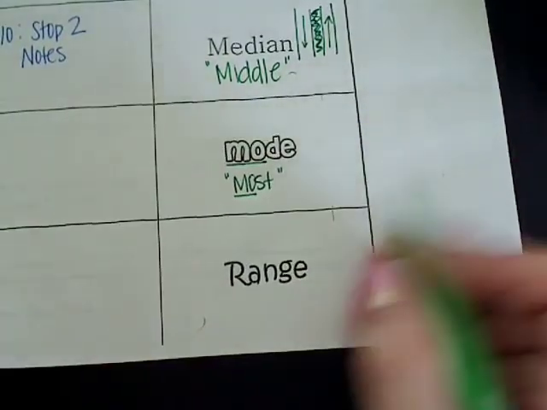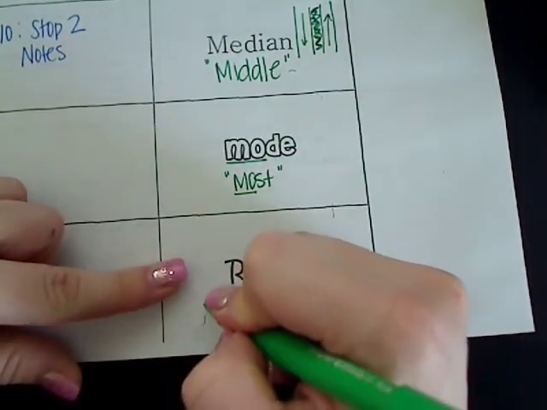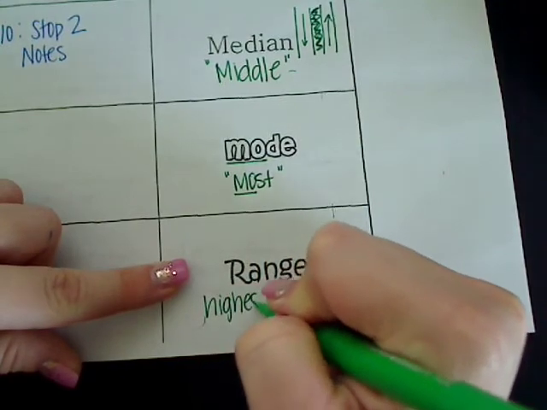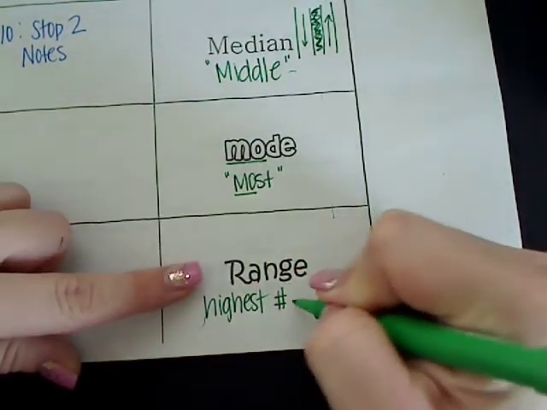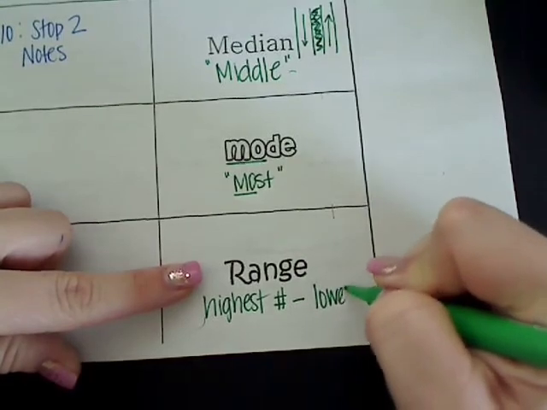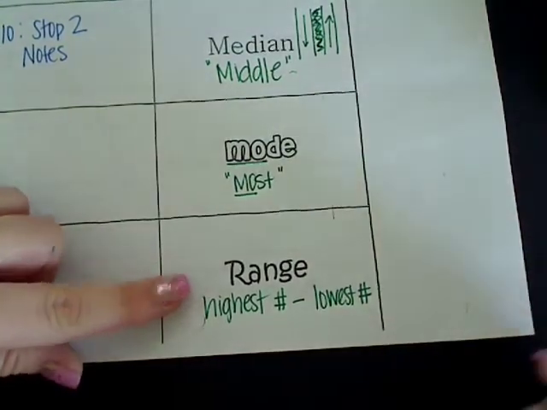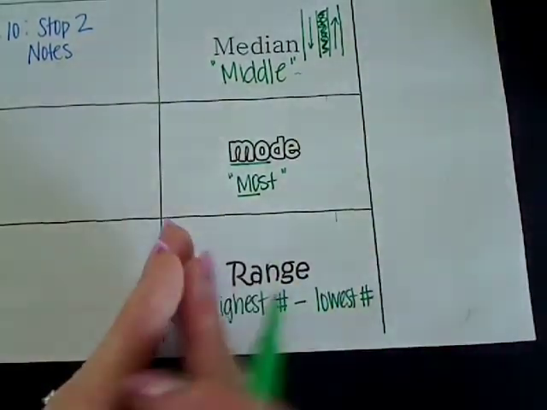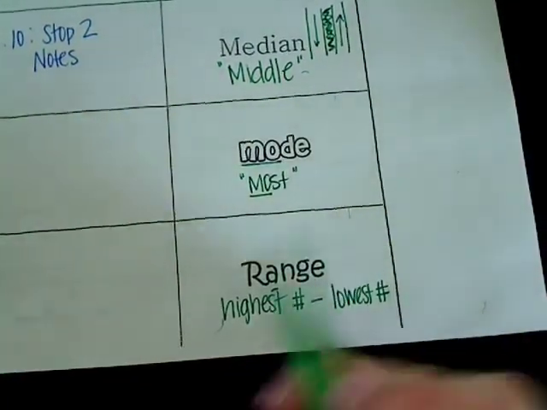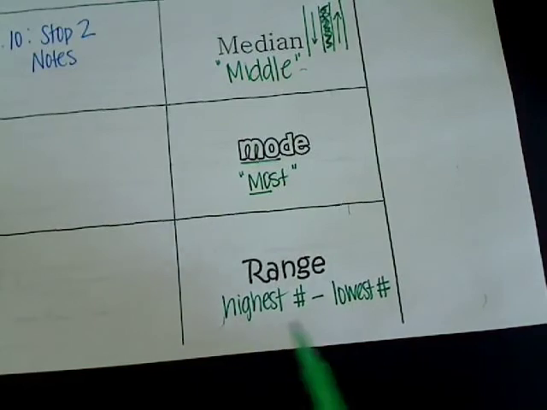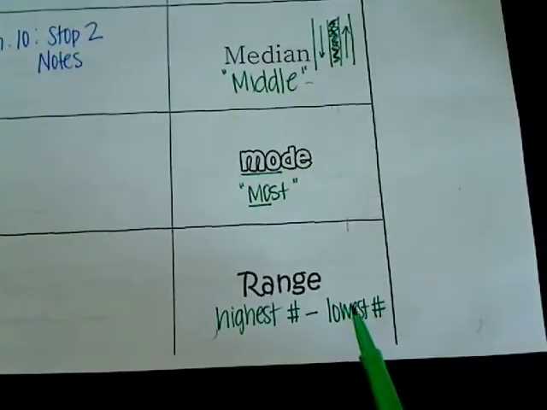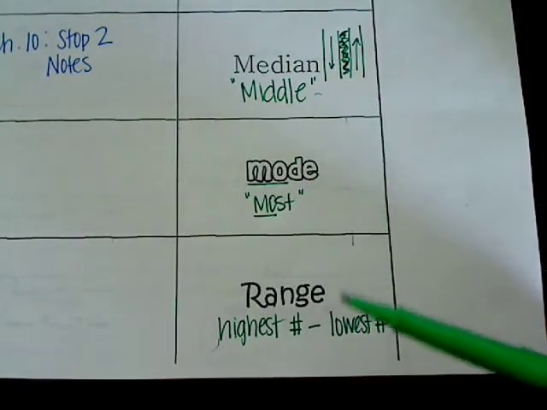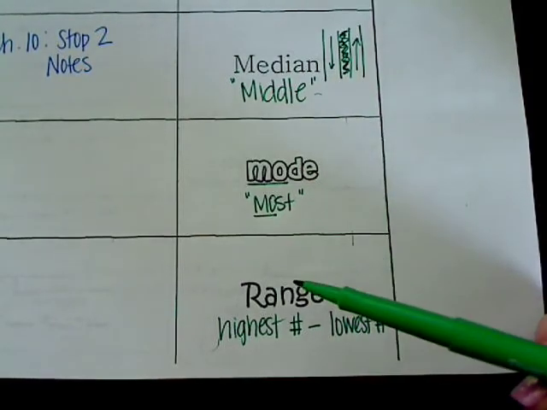And our range, the range is going to be the highest number minus the lowest number. So it's a range of data from the smallest to the biggest. In order to find the range, we're going to take the highest number and subtract the lowest number. So these are just little tips to help you remember what is what. That's why I wrote them on this side.